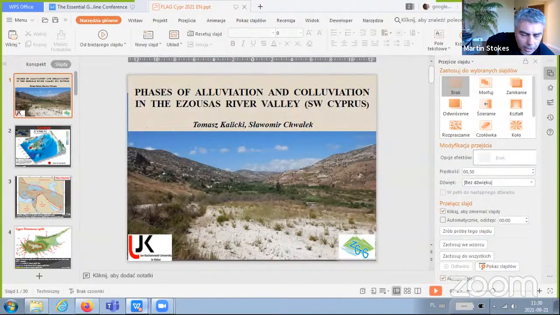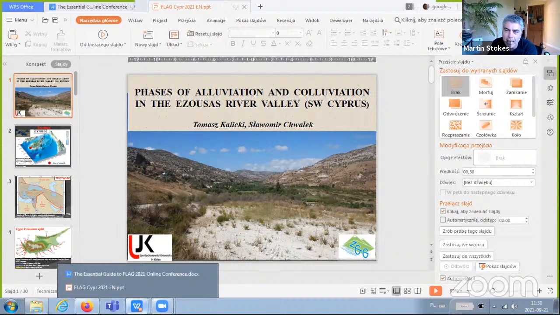Thanks for the talk. Just quite curious, for such a tectonically active setting, why are you not getting strath terraces? Surely the base level lowering would be sufficient to give you the terrace staircases.